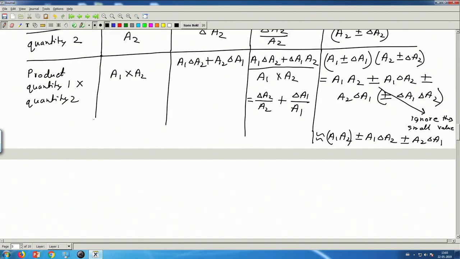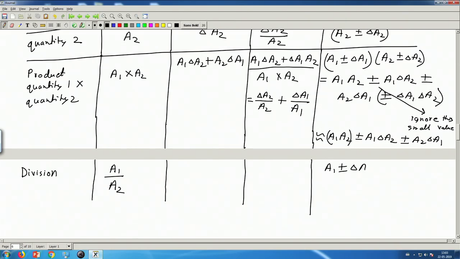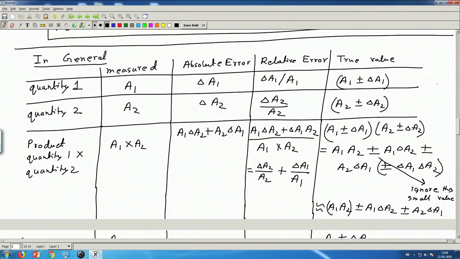Okay. So let's take another row. Let's take the division. Suppose we want to find the ratio of A1 and A2. So this is what we want to find. This is the estimated value of A1 by A2. What will be the true value of this ratio? It will be A1 plus minus delta A1 and A2 plus minus delta A2. Okay, so this is the true value.